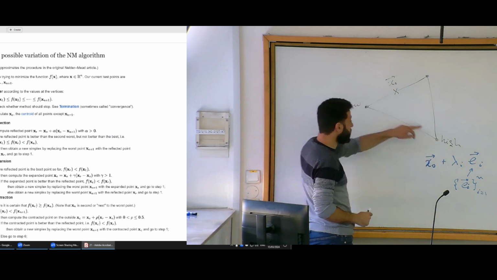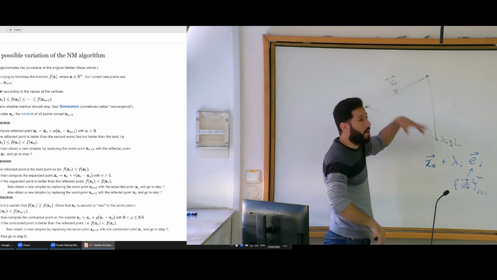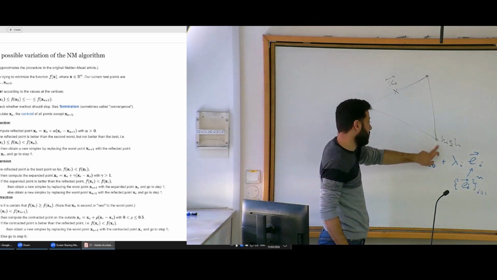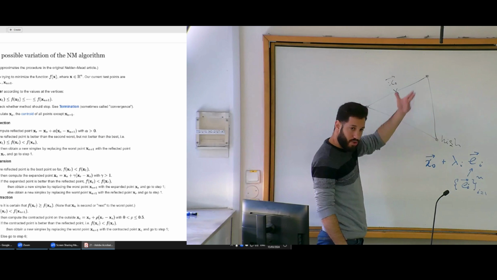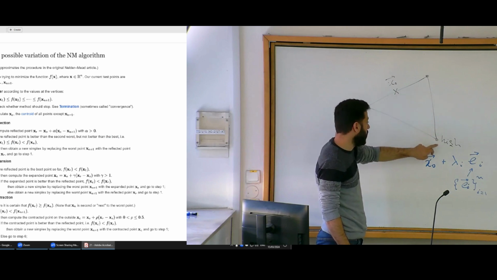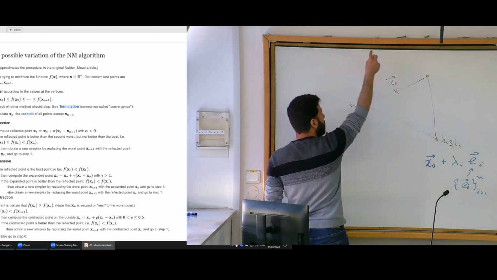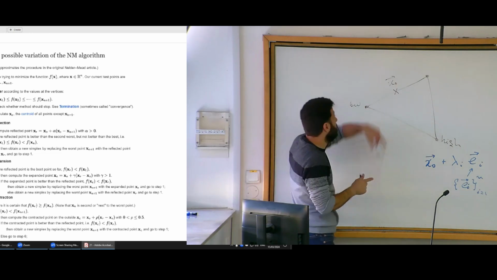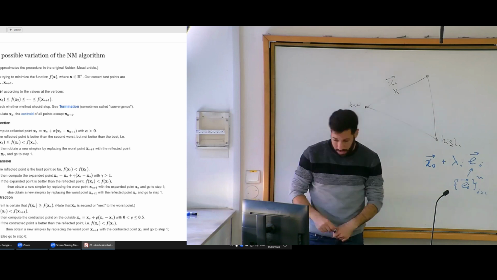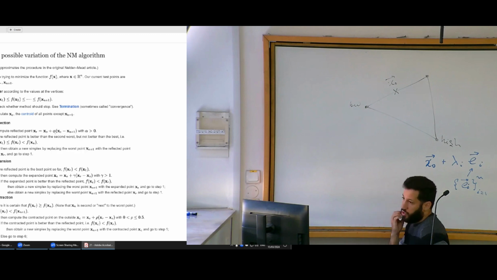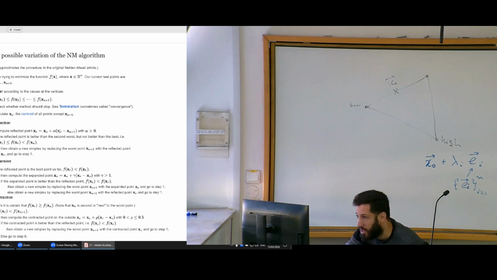Okay, so this is the highest point. I'm looking for the minimum. Because this is the highest point, I will try to take another point. The first thing that I do, I reflect this point to here and check the new point. This alpha usually is taken to be 1, but you can choose whatever you want.